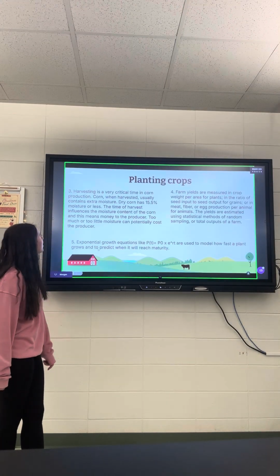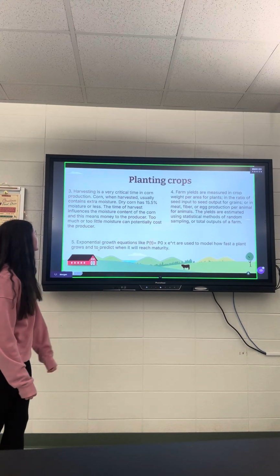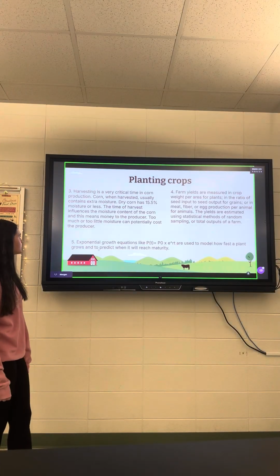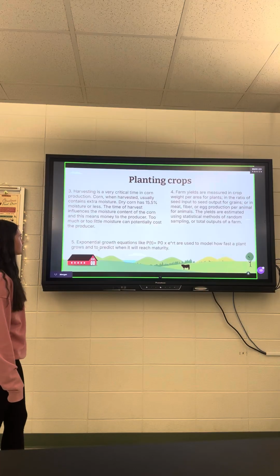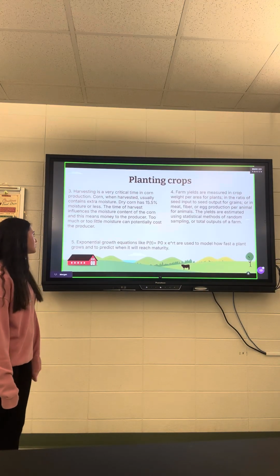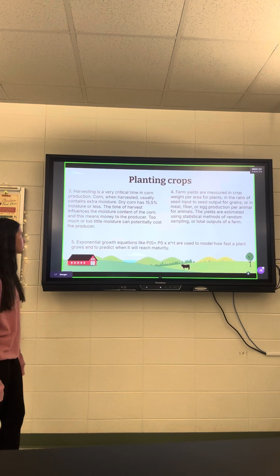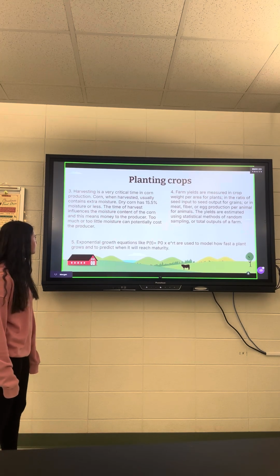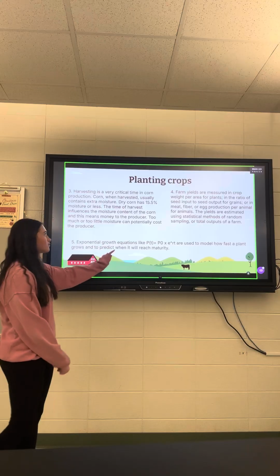Harvesting is a very critical time in corn production. Corn, when harvested, usually contains extra moisture. Dry corn has 15.5% moisture or less. The time of harvest influences the moisture content of the corn, and this means money to the producer. Too much or too little moisture can potentially cost the producer, and he's losing profit.